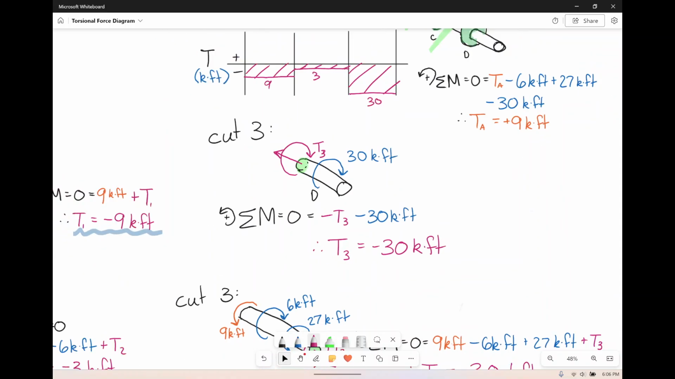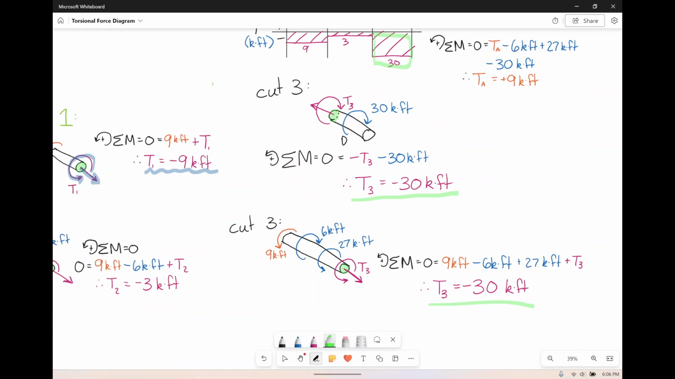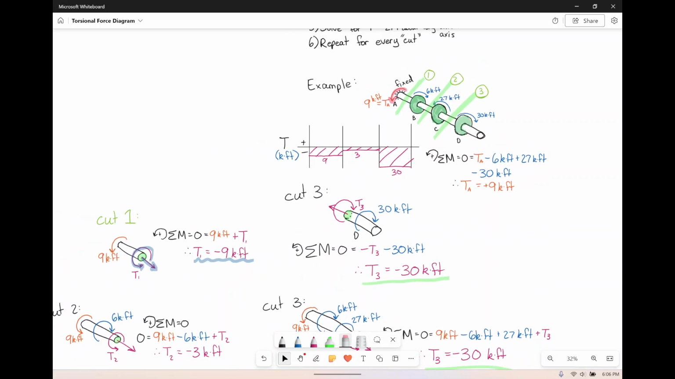Is that what you literally got down here? Yep. Is that what you got up here? Yep. So this says minus 30, you say minus 30. This other direction says minus 30. It's the same thing. So no matter how you do these problems, you're going to end up with the exact same answer, which is lovely for axial and torsion force diagrams.